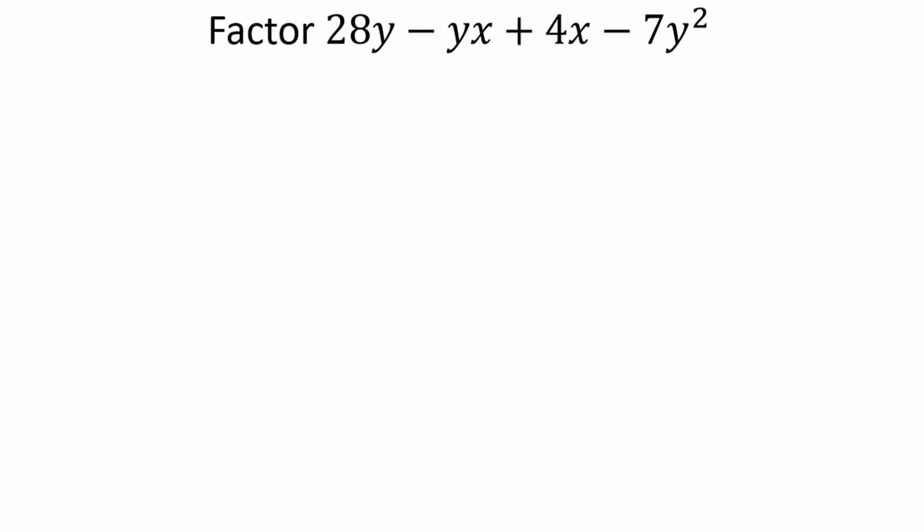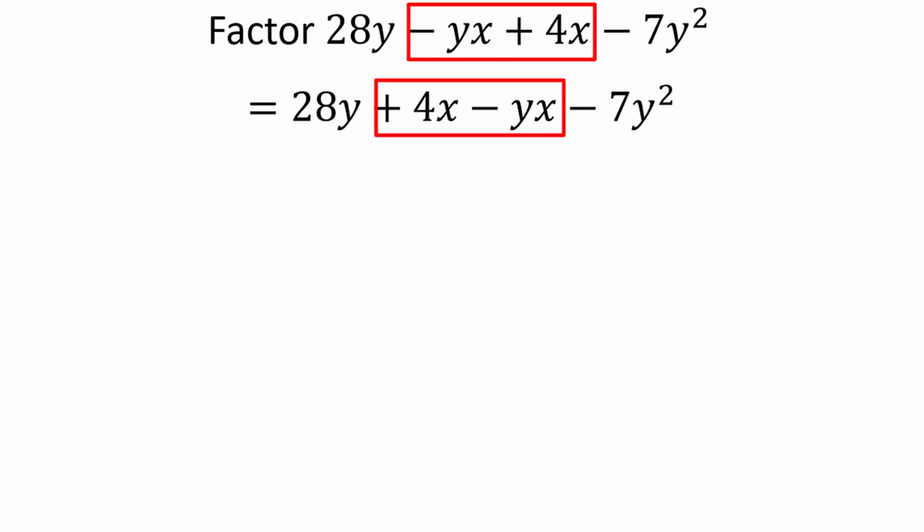Okay, one last problem. We have 28y minus yx plus 4x minus 7y squared. In this problem, notice that our last two terms have nothing in common. Nothing can be factored out. If that's the case, you might want to try rearranging your problem so that factoring by grouping will work. We could rewrite this problem as 28y plus 4x minus yx minus 7y squared. All I've done is switch around the middle two terms.